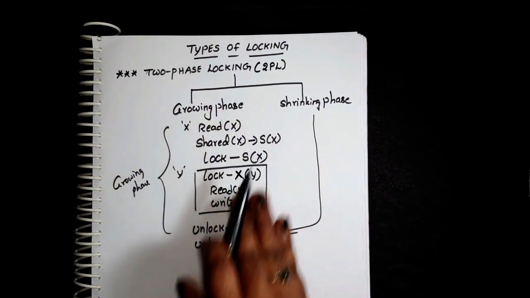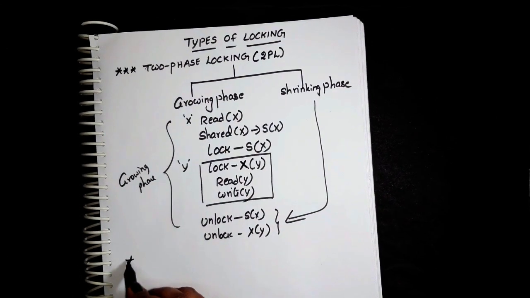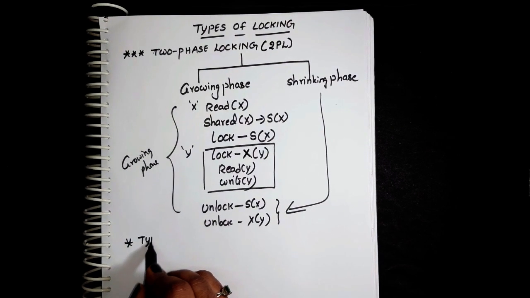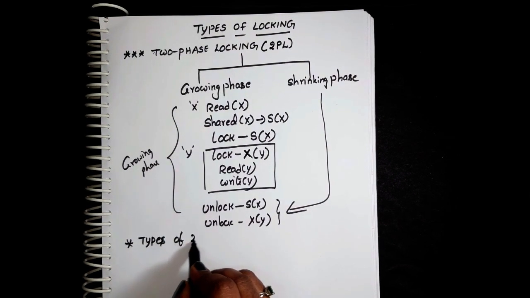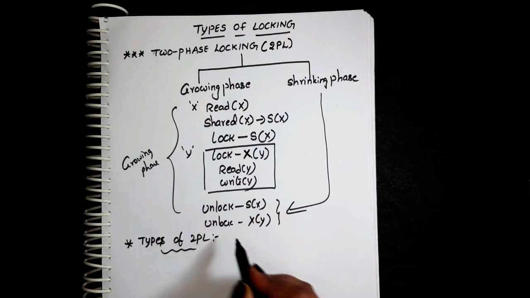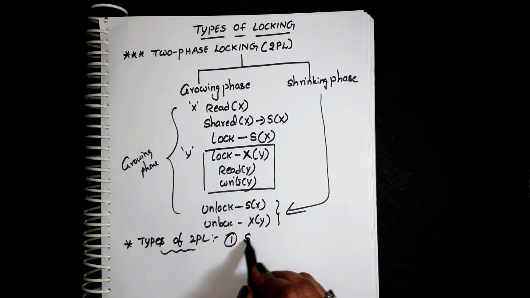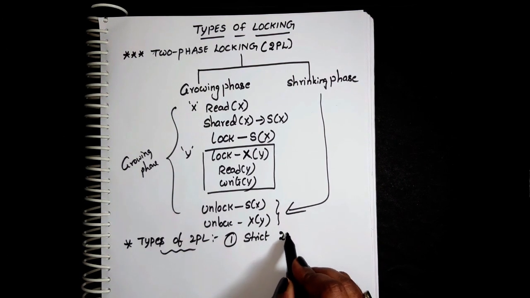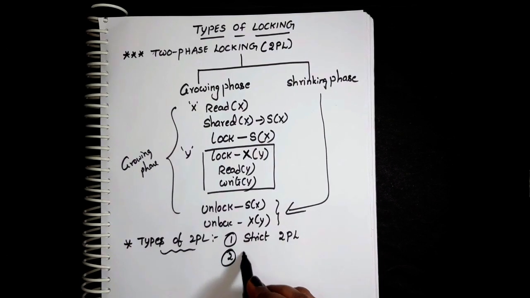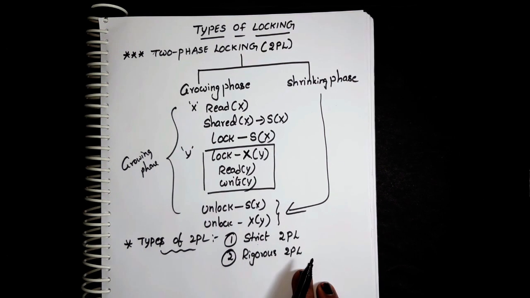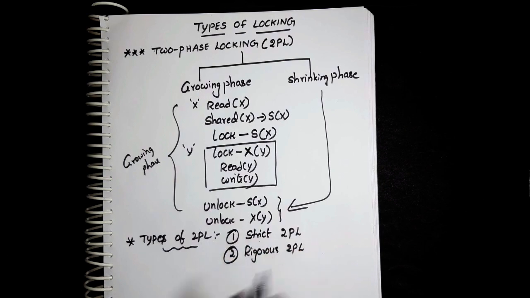Now in this two-phase locking, we should see what the different types of two-phase locking are. In two-phase locking, you are going to use two mechanisms. The first one we are going to call strict two-phase locking, and the second type we are going to call rigorous two-phase locking. So what is strict two-phase locking?